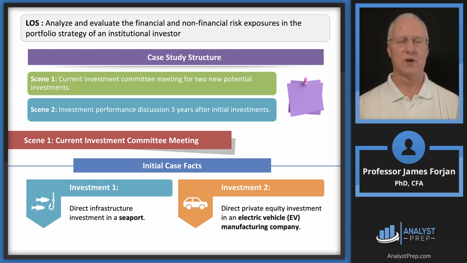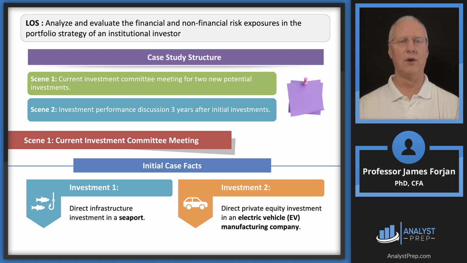So here's this case study structure. We'll look at scene 1 first: current investment committee meeting for 2 new potential investments. And then we'll go ahead and skip ahead 3 years from now and take a look at a current event. This is very likely that the Institute will do this to you in your essay portion of the exam, where you'll have a bunch of questions that say, all right, here's a bunch of stuff. And then 3 years or 5 years or 20 years later, here's a bunch of other stuff. All right, so here we go. Direct investment in a seaport, that's investment 1. And then direct private equity investment in an electric vehicle company.